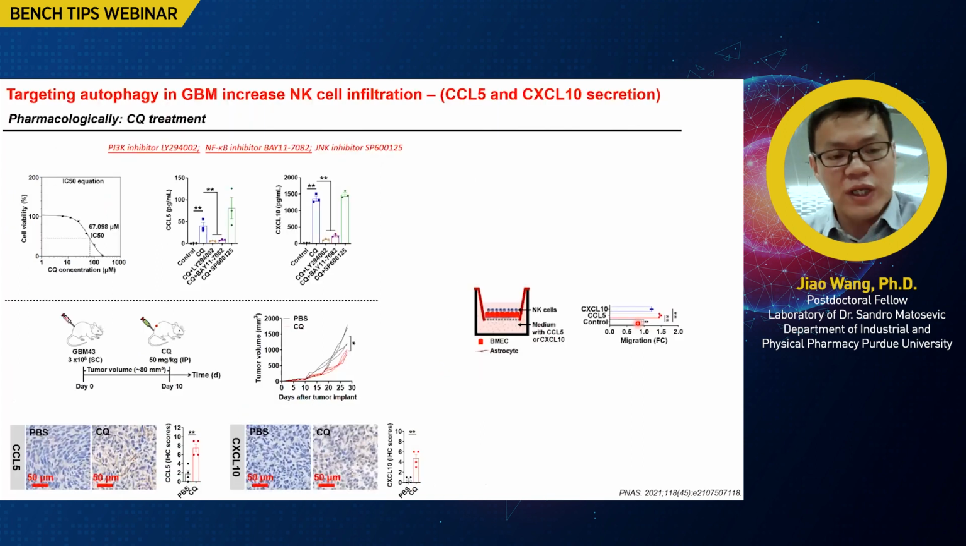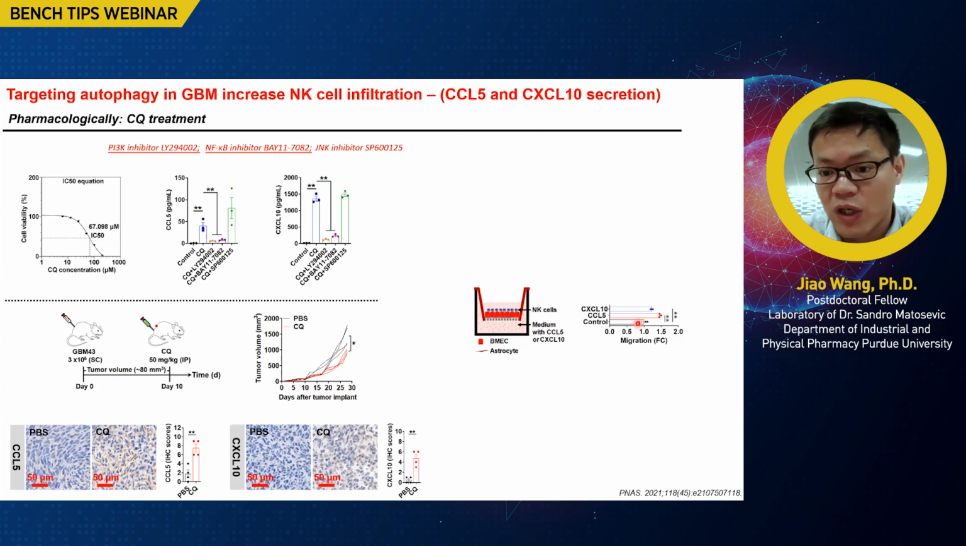So regarding the infiltration part, we use this small molecule called chloroquine. We can see here, this chloroquine treatment can partially inhibit tumor growth, just like NK cells, both in vitro and in vivo. Alongside this inhibition, it can boost tumor cells to secrete CCL5 and CXCL10, these chemokines.